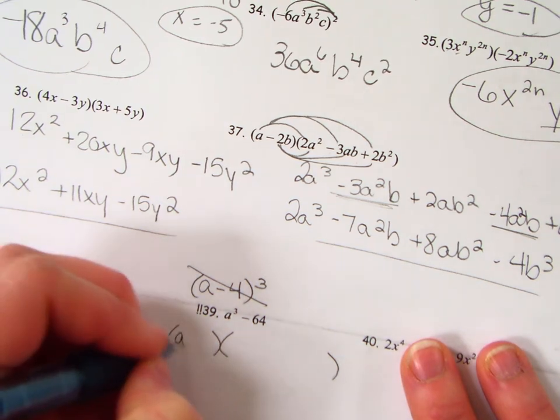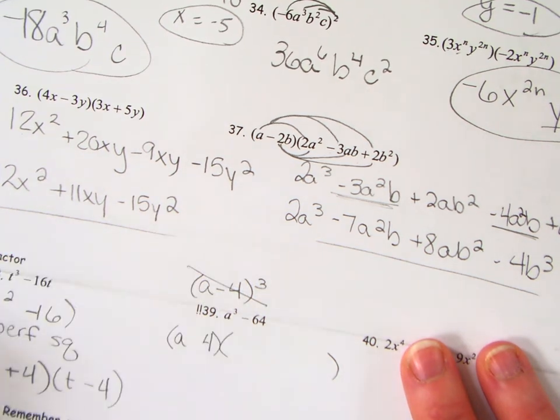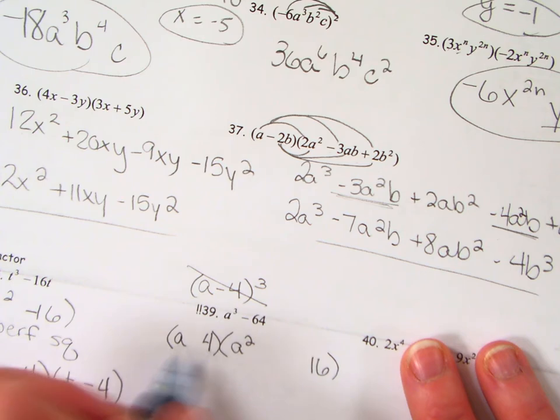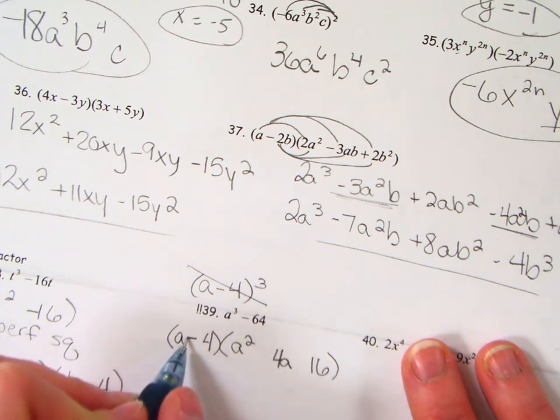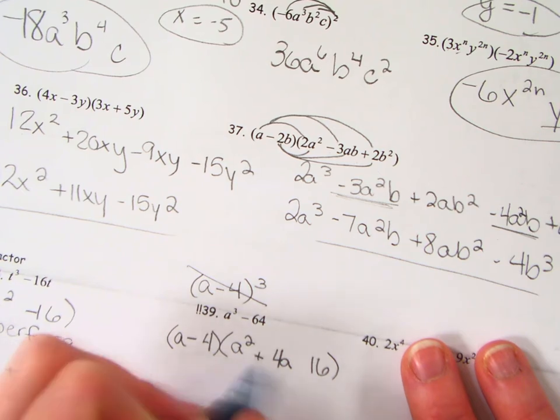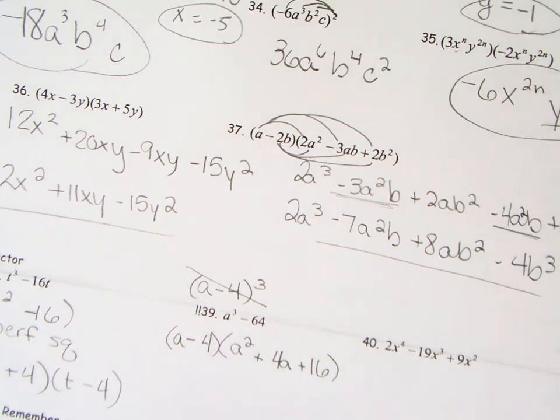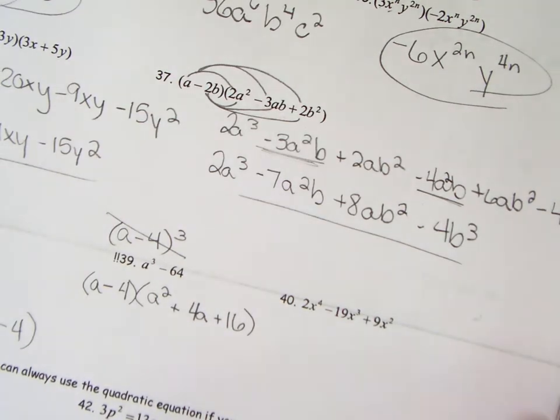You take their cube roots, a and 4, and then you take those and you square them and put them over here. So a squared is a squared, 4 squared is 16. Put those together, 4a in the middle. And your signs are same as the original, different than the original, and plus. You're not solving it, you're just factoring it. That does not factor anymore.